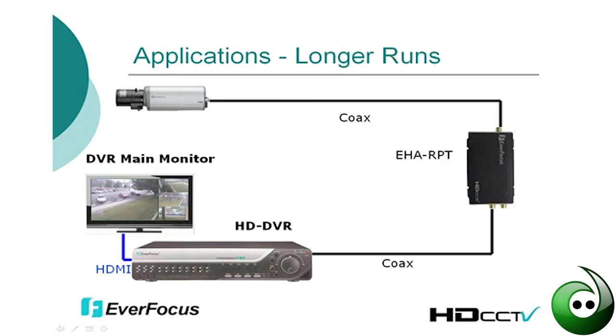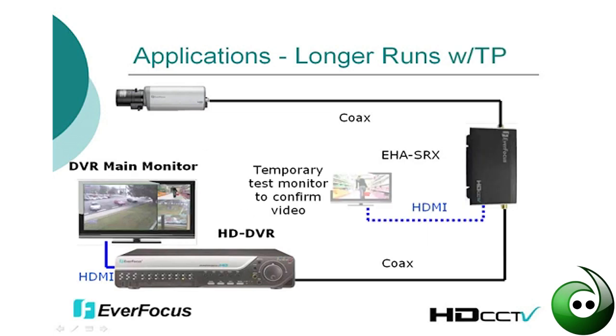For longer runs, you can use an EHA-RPT to boost the signal and provide you with a crisp, clear, original digital signal out to continue your run back to the DVR. However, if you use an EHA-SRX for your repeater, you not only get the signal repeated, but it offers you the HDMI port as a temporary test monitor port to confirm that you have good signal to that point.